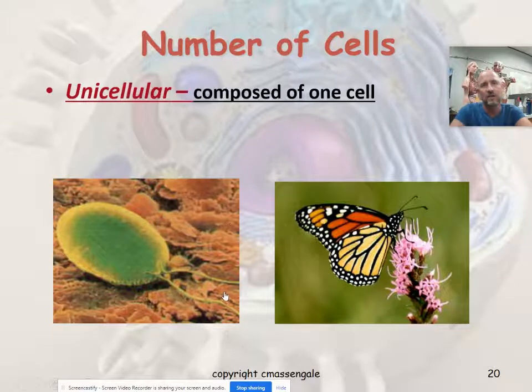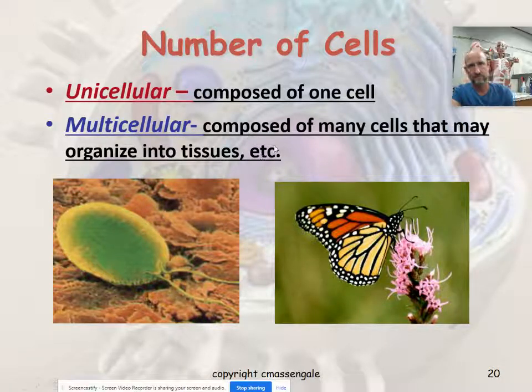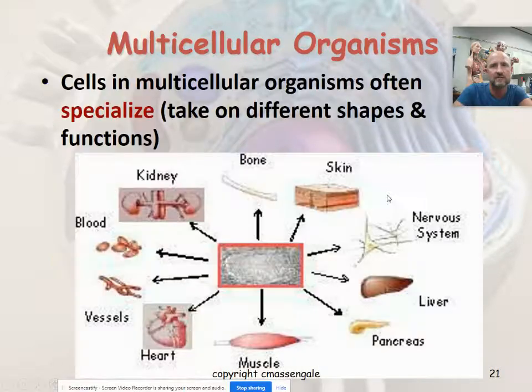Number of cells: you can be an organism that is composed of one cell, like a bacteria or amoeba, and so like a unicycle has one wheel. A unicellular organism has one cell. Make sure you write that down if you don't know it. And then if you have more than one cell, you have multiple cells, so we call that multicellular. Composed of many cells, and then they can organize into things like tissues. We talked about that before. And then tissues become organs, organs become organ systems, and you put it all together and you have a beautiful life like this butterfly. Yes, it even has organs inside of it.